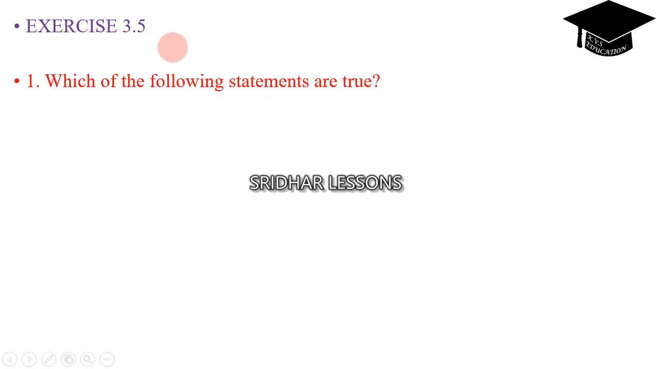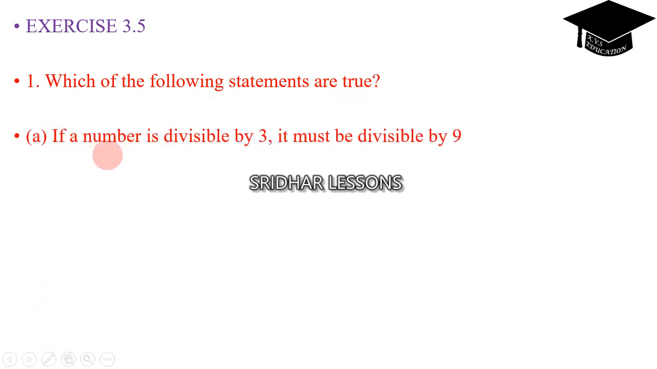Exercise 3.5. Now we will see exercise 3.5. First problem. Which of the following statements are true? If a number is divisible by 3, it must be divisible by 9. It is false.